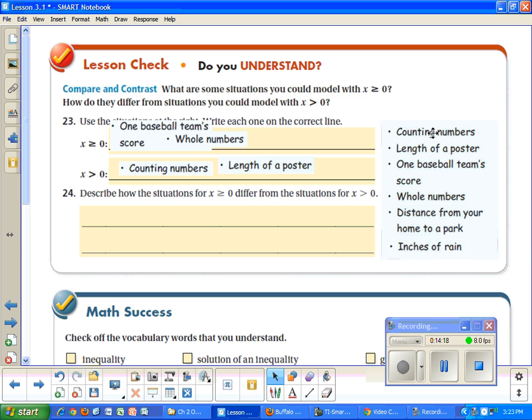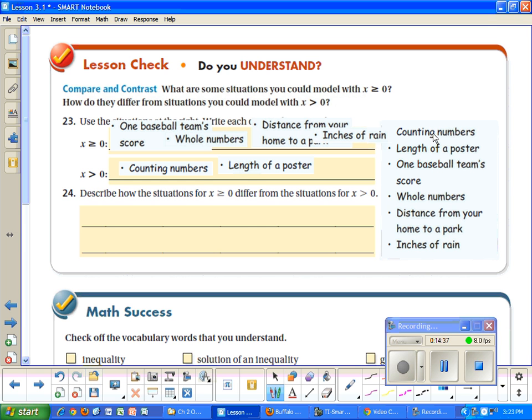Distance from home to a park, I suppose if you lived in the park, then the distance would be 0, so I think that's possible. Inches of rain, it could rain not at all, so that could be up here with greater than or equal to. So when x is greater than or equal to 0, that includes 0. And when x is greater than 0, that doesn't include 0.